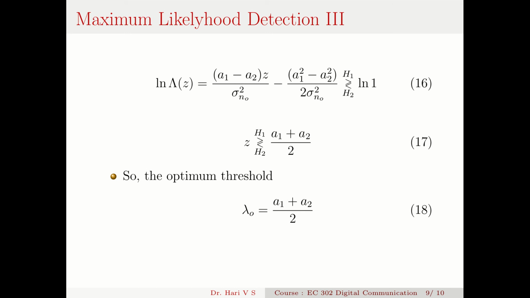If it is greater than a1 plus a2 by 2, whatever is measured at the receiver or the sampler, I take the decision h1, that is s1(t) is transmitted. If it is less than that value, I make the decision that s2(t) is transmitted.